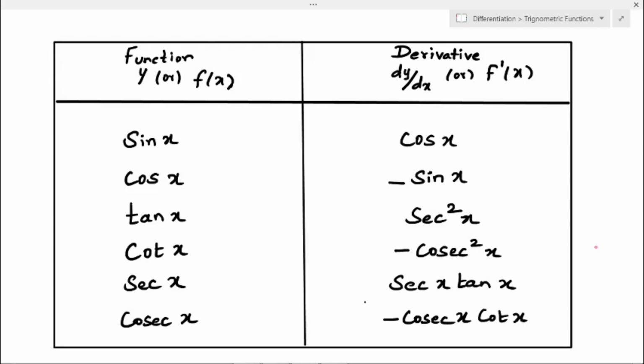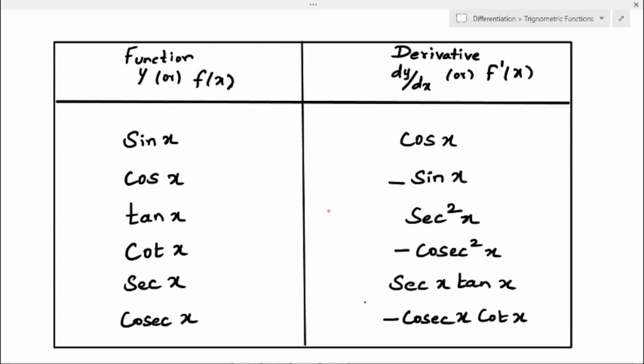So first, derivative of sin x is cos x and derivative of cos x is minus sin x, and tan x derivative is secant square x. Derivative of cot x is minus cosecant square x, and derivative of secant x is secant x into tan x, and cosecant x derivative is minus cosecant x into cot x. So these are the basic derivatives of trigonometric functions. Now using these functions, we will solve some examples.